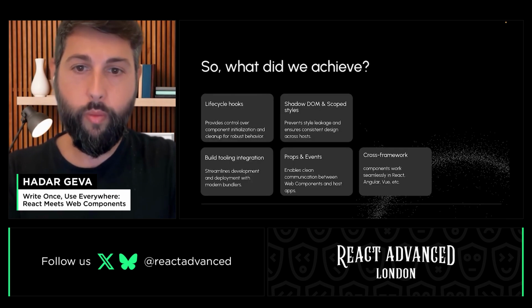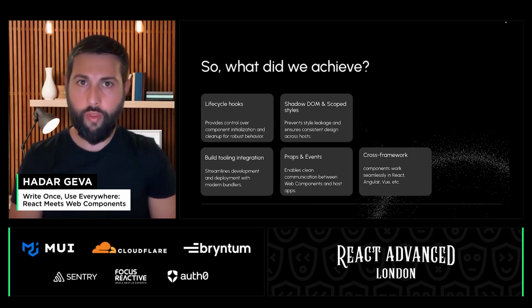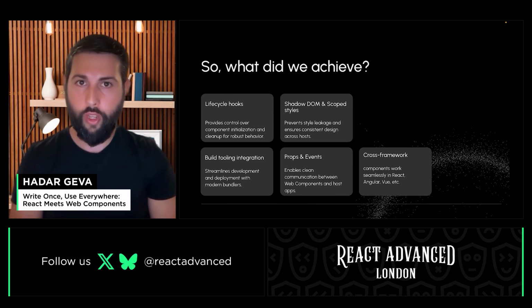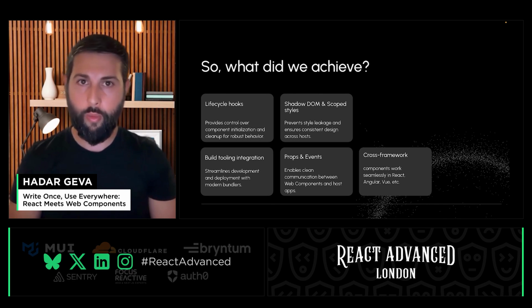All right, let's recap what we've done here. First, the fundamentals. Lifecycle hooks give us control over initialization and cleanup, making components robust. Shadow DOM and scoped styles prevent style leakage, so our components look consistent no matter where they're used. Next, cross-framework compatibility. This component works seamlessly in React, Angular, Vue, or even plain HTML. Props and events let us communicate clearly between the web component and the host application. And finally, build tool integration, so we can use any bundling approach on both sides. And we basically combine the development ergonomics of React with the portability and encapsulation of native web components. It all works everywhere.